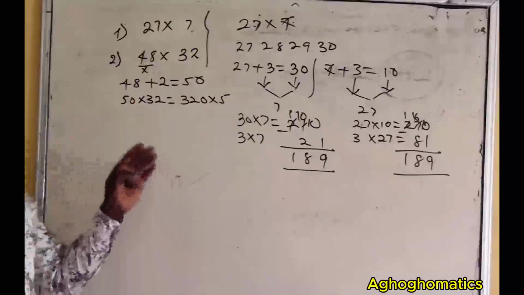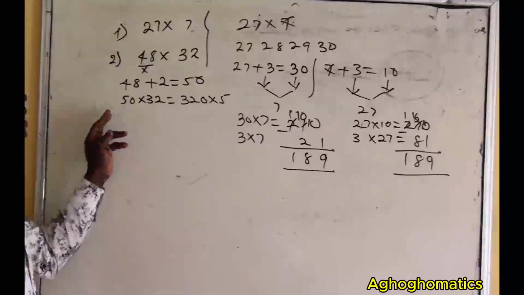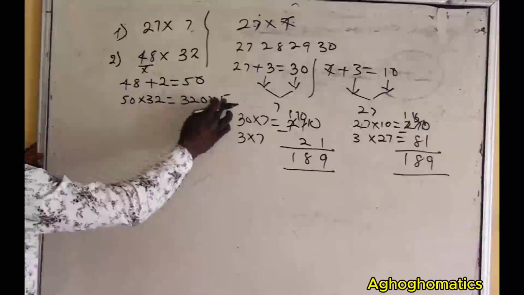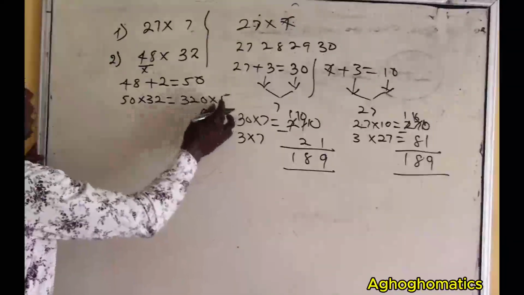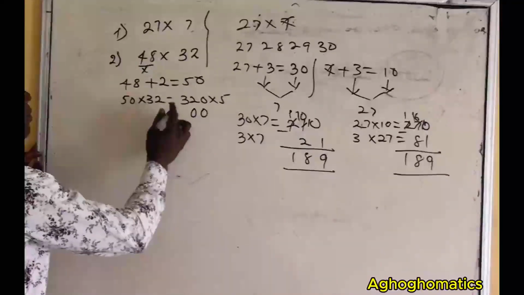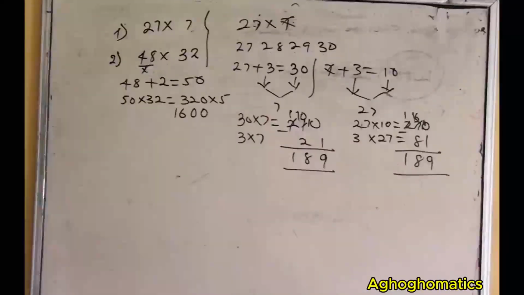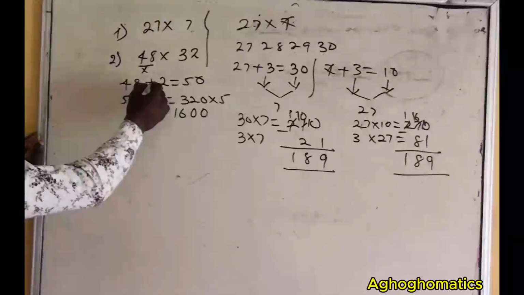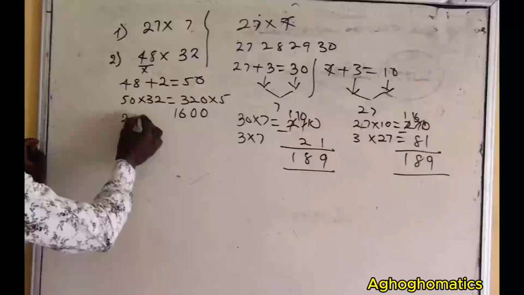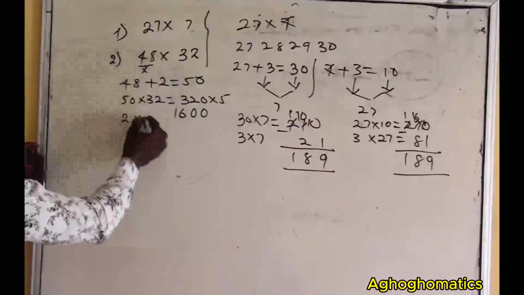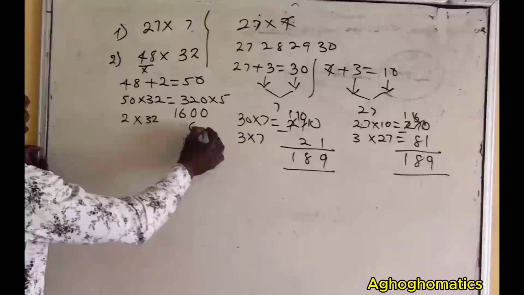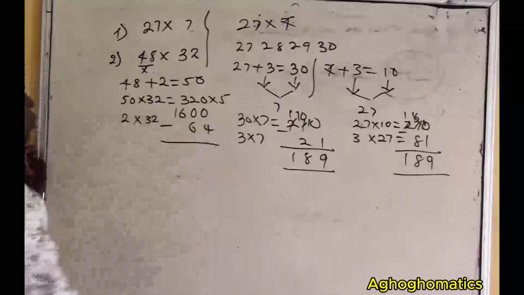One unique aspect is that it's very easy for us to multiply when we have multiples of 10. So here 5 times 0 is 0, 5 times 2 is 10, we write down 0, carry 1. 5 times 3 is 15, plus 1 is 16. Then the other number we added to 48 to make it 50 is 2, so we say 2 times the other number, 32. 2 times 32 will give us 64. So this is what we will subtract.